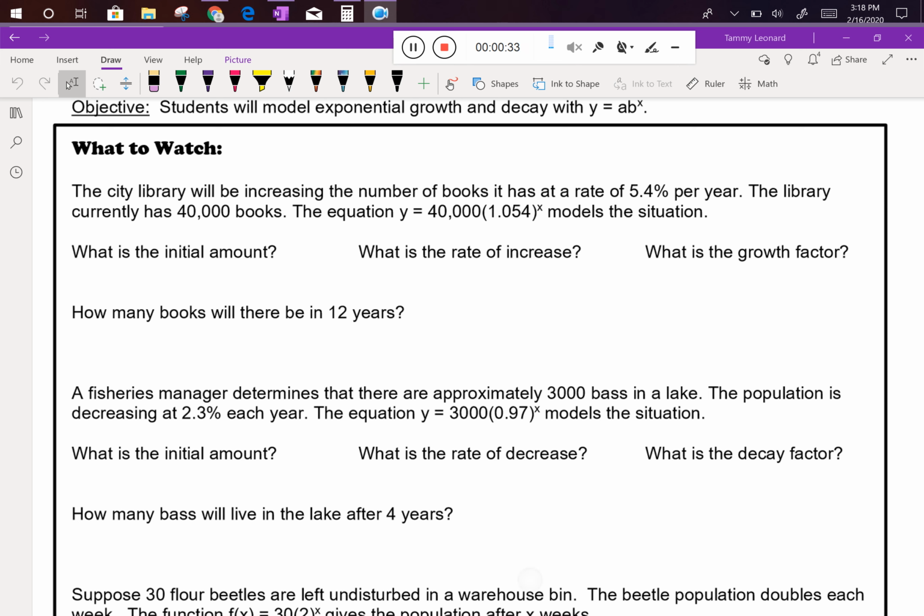So notice this 40,000. That's the 40,000 books that the library has at the beginning of the problem. That's what we call an initial amount. So the initial amount is the 40,000 books. In an exponential function, that's the a value, the initial amount.